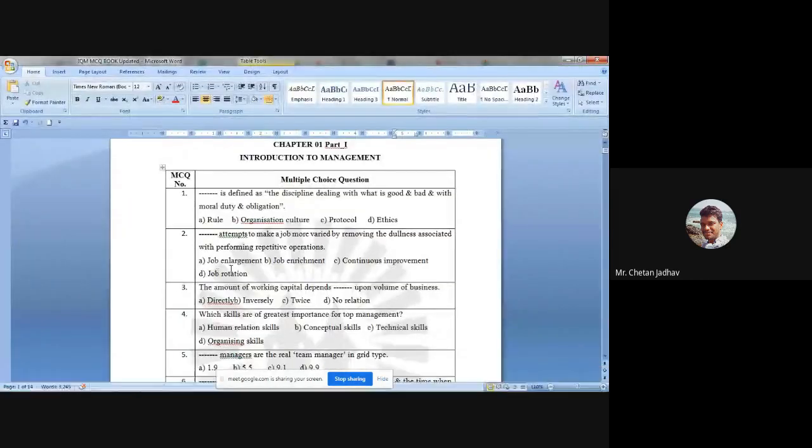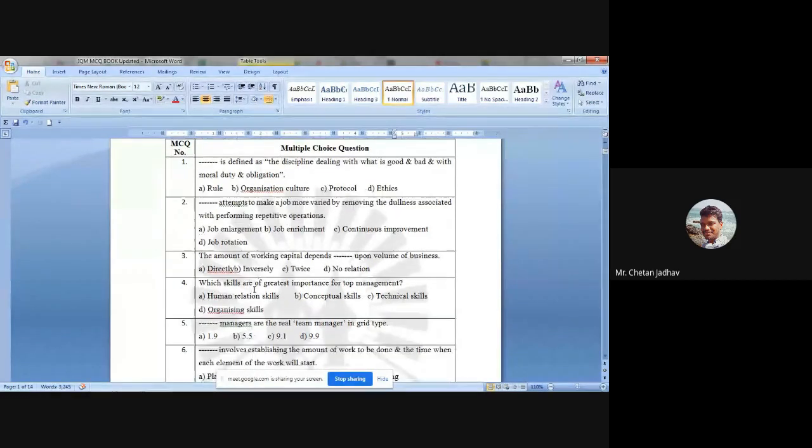So now you can see, we'll just see an overview of this MCQ, and then we will go for today's first test of the first chapter. First question: dash is defined as a discipline dealing with what is good and what is bad and moral duty. Second: attempts to make a job more varied by removing the dullness associated with performing tasks.